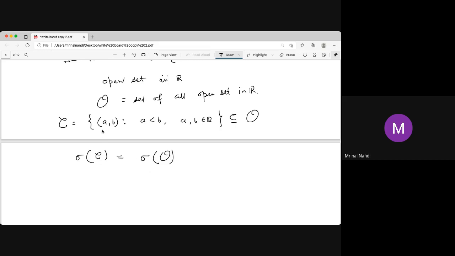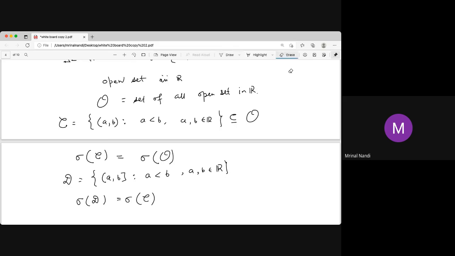So we can take only this collection, or maybe we can take the collection of half open, half closed intervals. This collection is not a subset of the big O, the set of all open sets in R. But still, the smallest sigma algebra containing this collection is the same as the smallest sigma algebra containing the open intervals. That you can prove.